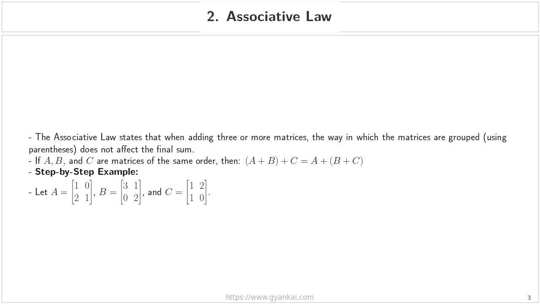Suppose we have three matrices. Matrix A contains 1 and 0 in the first row and 2 and 1 in the second row. Matrix B contains 3 and 1 in the first row and 0 and 2 in the second row.